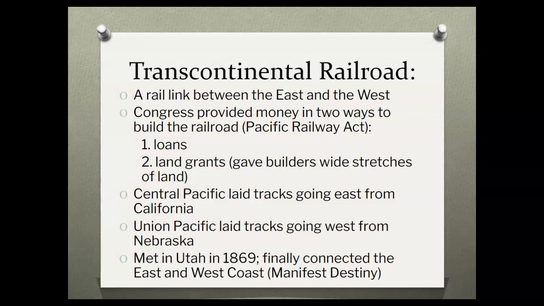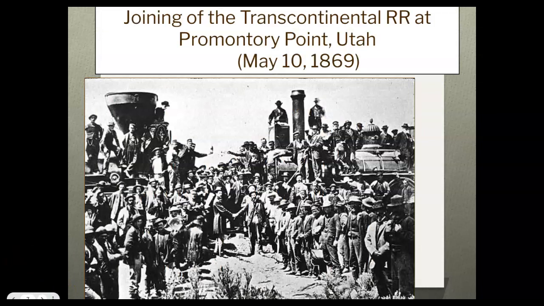There were two rail companies that were instrumental in building our transcontinental railroad system. The Central Pacific laid tracks going east from California, and the Union Pacific laid tracks going west from Nebraska. They met in 1869 in Utah in a city called Promontory Point. And this fulfilled the idea of manifest destiny, that we stretch from the east to the west. This is a picture of the day that the two rail companies met.